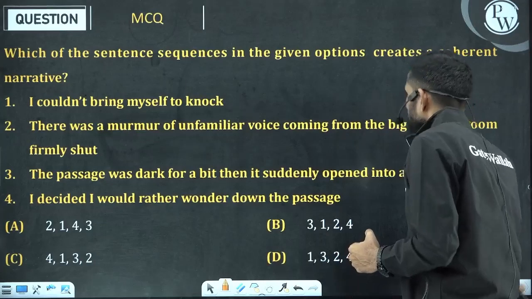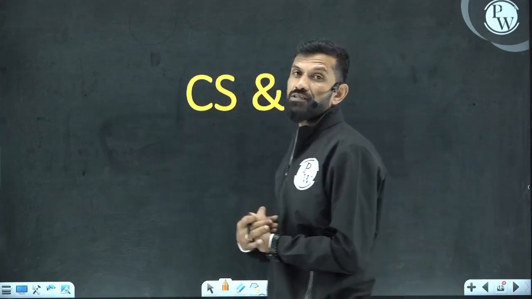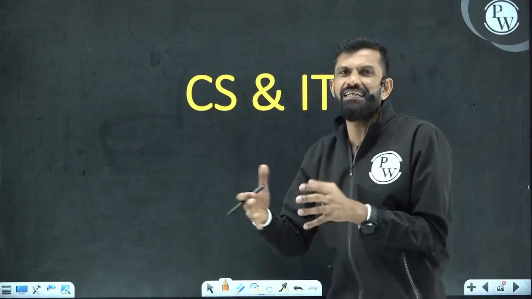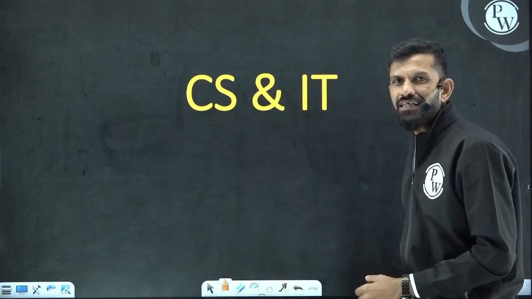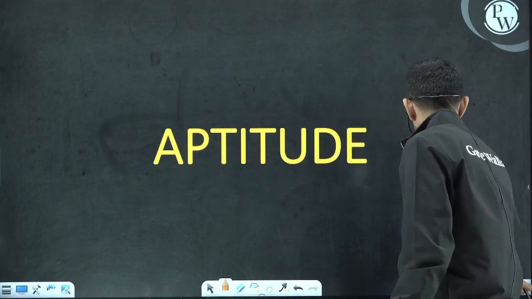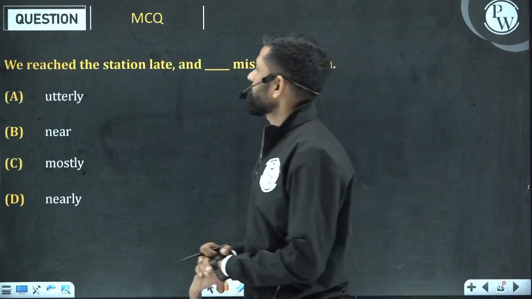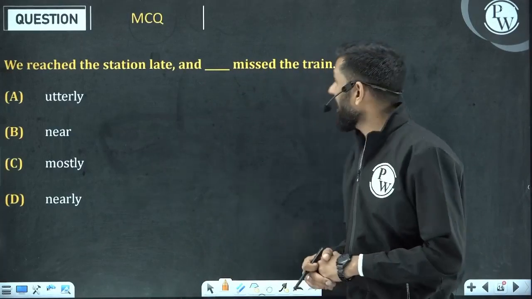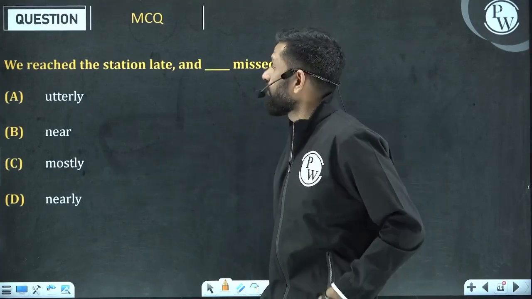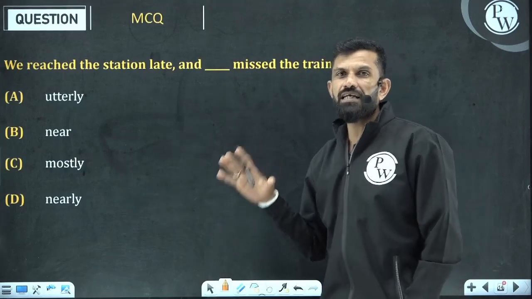So, moving to this one, computer science IT also has the GATE exam. For them, what type of question they have given, so that we can relate it and then go for our upcoming exams this Saturday and Sunday, that is civil, instrumentation, and my dear friend, even for XC and all other exams. So here the English goes: we reached the station late and dash missed the train. Here they are asking which word will be suitable. See, these questions are completely memory based.